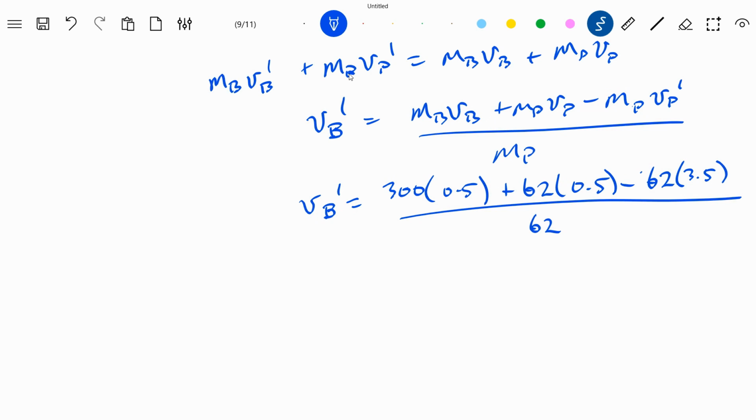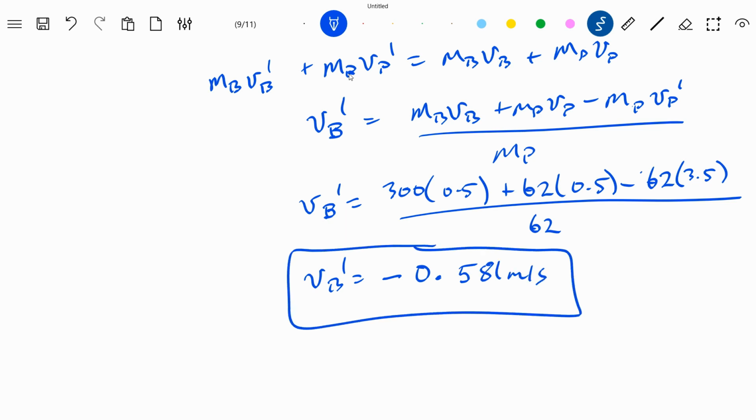So, numerator, 300 times 0.5 plus 62 times 0.5 minus 62 times 3.5, all of which is over 62, which is V of boat prime is negative. Okay, so negative means that the boat is going opposite of that initial motion. So the boat, not only did it slow to a stop, it's actually going quote backwards now. 0.581 rounded off to 3 figures.